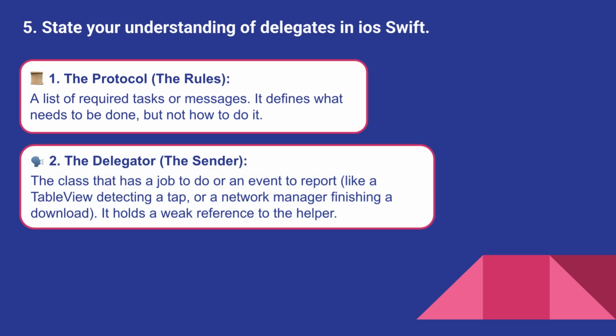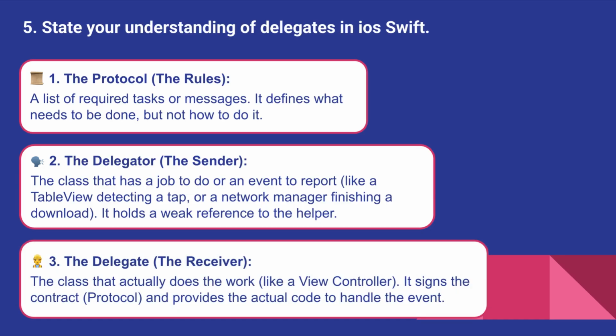Second is the delegator, which is our sender. This is the class that has a job to do or an event to report, like a network manager finishing a download. It is important to note that the sender holds a weak reference to its helper. Third is the delegate itself, which acts as the receiver. This is the class, like a view controller, that signs the protocol contract and provides the actual code to do the work when the event happens.